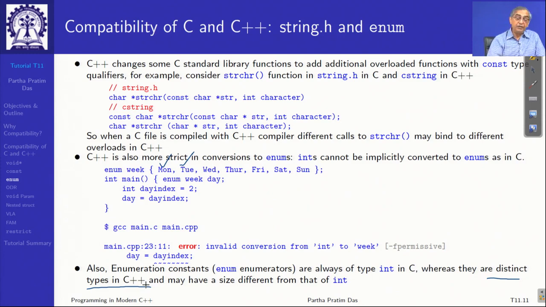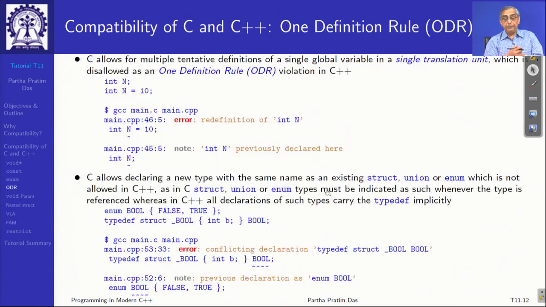For example, if there are 7, they could be represented as 3 bits, which gives you 8 options, not a whole 32-bit or 64-bit integer. So, because of these differences, enum will also have to be carefully treated between C and C++. These are very common things.